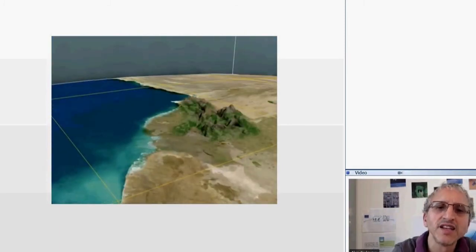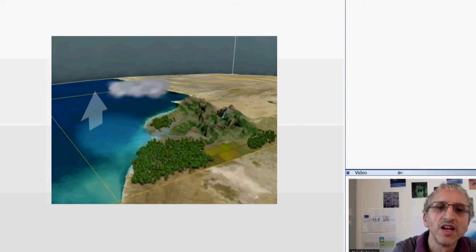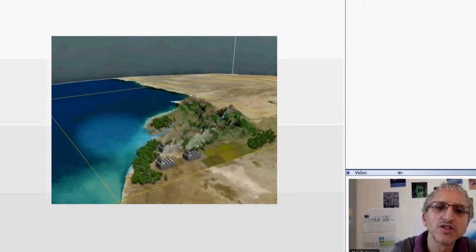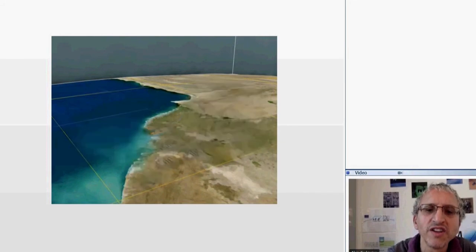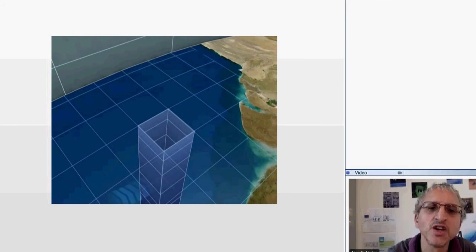We can simulate the vegetation here, rivers, it's really cool. And what we see here is the evaporation of water, clouds forming, rainfall. So we've got that in our models. We can also include atmospheric chemistry, so emissions of greenhouse gases and ozone precursors. And we do the same thing in the ocean.